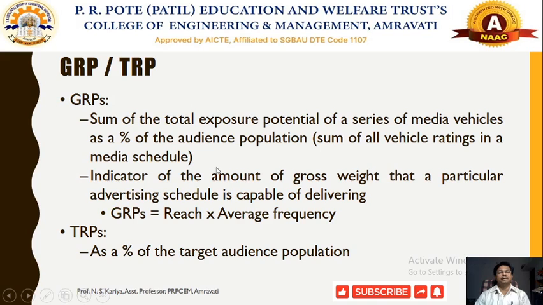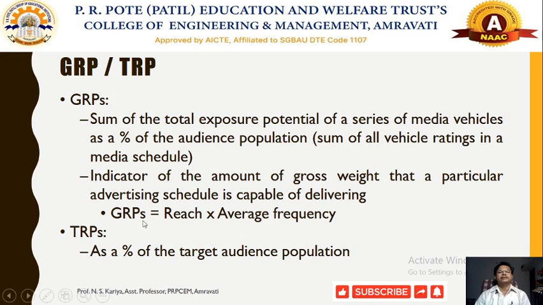Taking all the media together, what will be the total exposure available as a percentage of the population? That is called GRP. That GRP is also an indicator of the amount of gross weight that a particular advertising schedule is capable of delivering. So the total gross weight of that particular advertisement is called GRP, gross rating points.